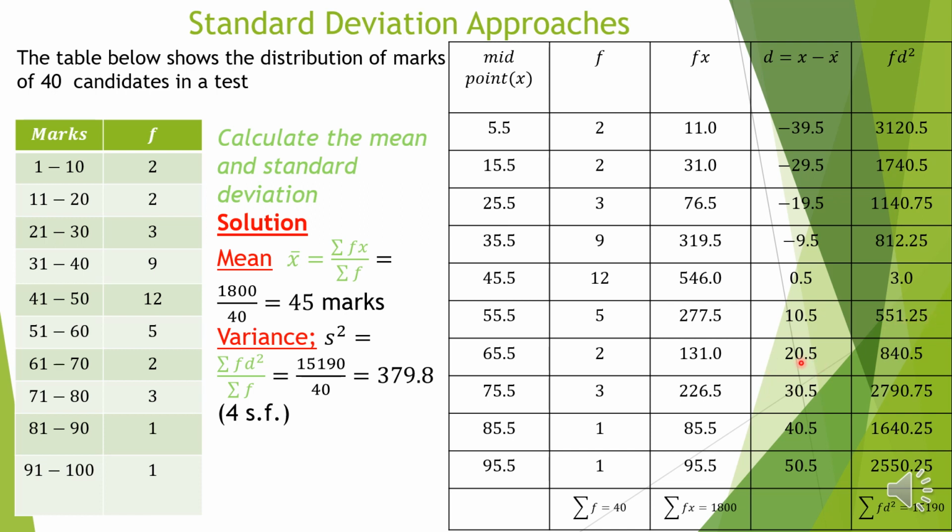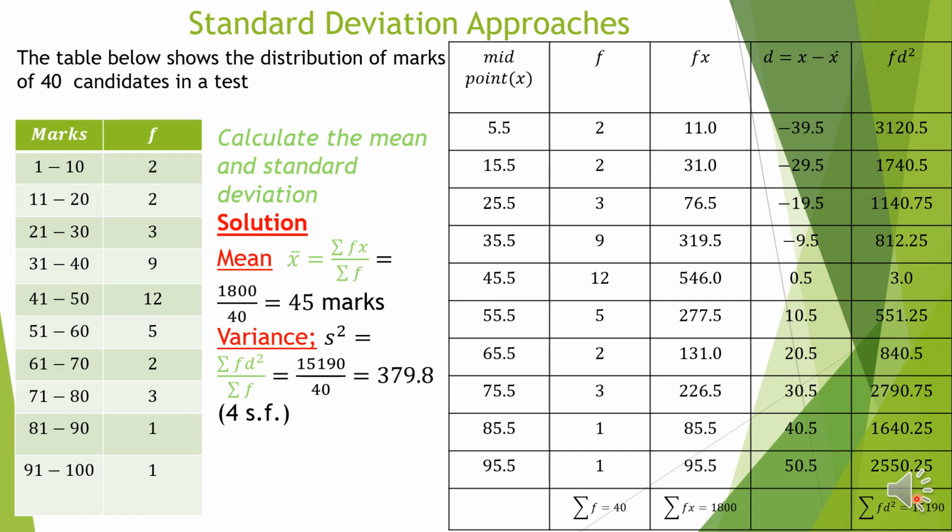551.25, squaring 20.5 multiplying by 2, getting 840.5, squaring 30.5 multiplying by 3, getting 2790.75, squaring 40.5 multiplying by 1, getting 1640.25, and lastly squaring 50.5 multiplying by 1, getting 2550.25. Next, we have to sum all these figures, and by summing it, I'm getting 15,190.